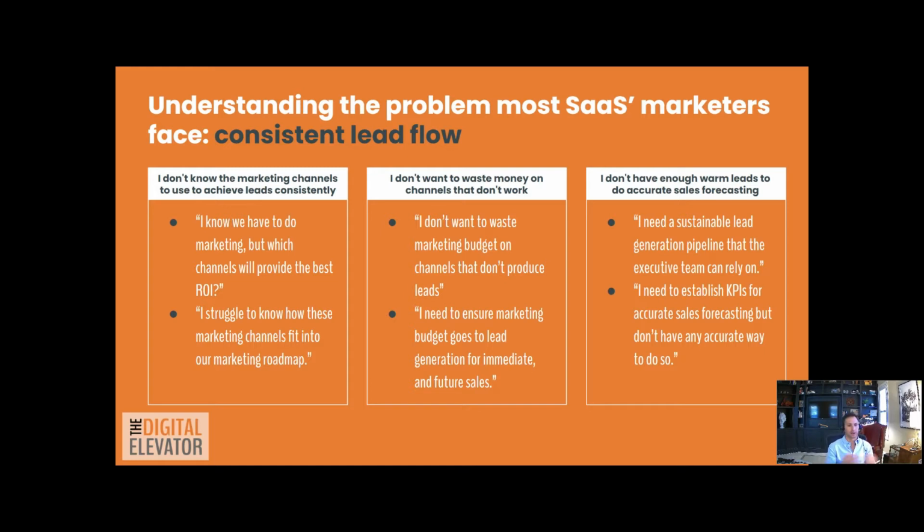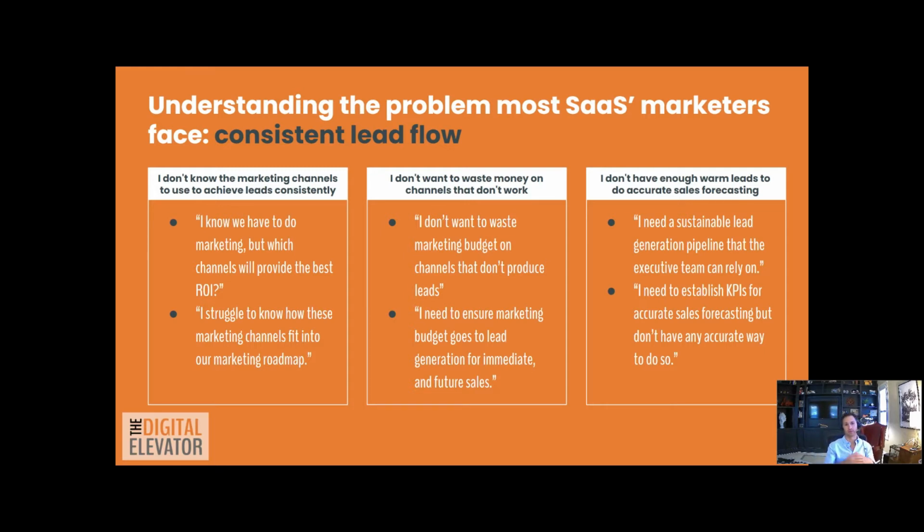And then I need to ensure marketing budget goes to lead generation for immediate and future sales. So there's always a different sales pipeline for each company, right? Some are very quick, 1, 2, 3 weeks. Some are 6-month sales pipelines because the cost of the software might be substantially more than others. So that's why companies should be doing future sales and immediate sales, and we can help with that.